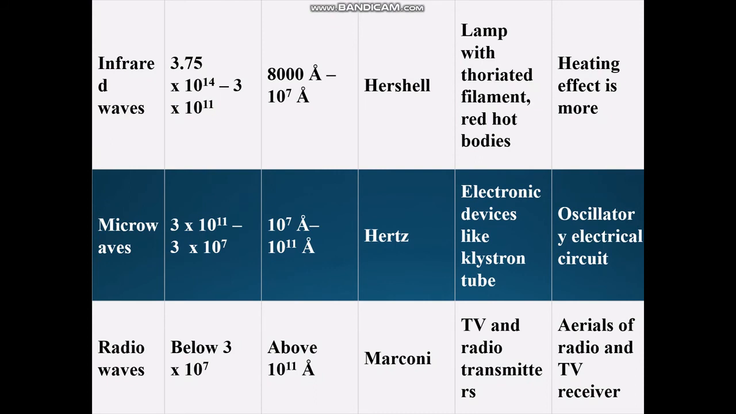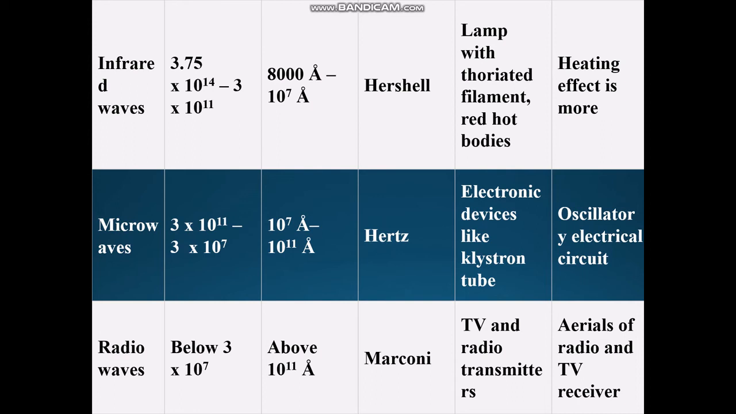Next, we come to infrared waves. The frequency is between 3.75 into 10 to the power of 14 to 3 into 10 to the power of 11 hertz. Wavelength 8000 angstrom to 10 to the power of 7 angstrom. Discovered by Herschel. The sources are lamps with thoriated filament and all red hot bodies. They are detected by the specialty of having heating effect.